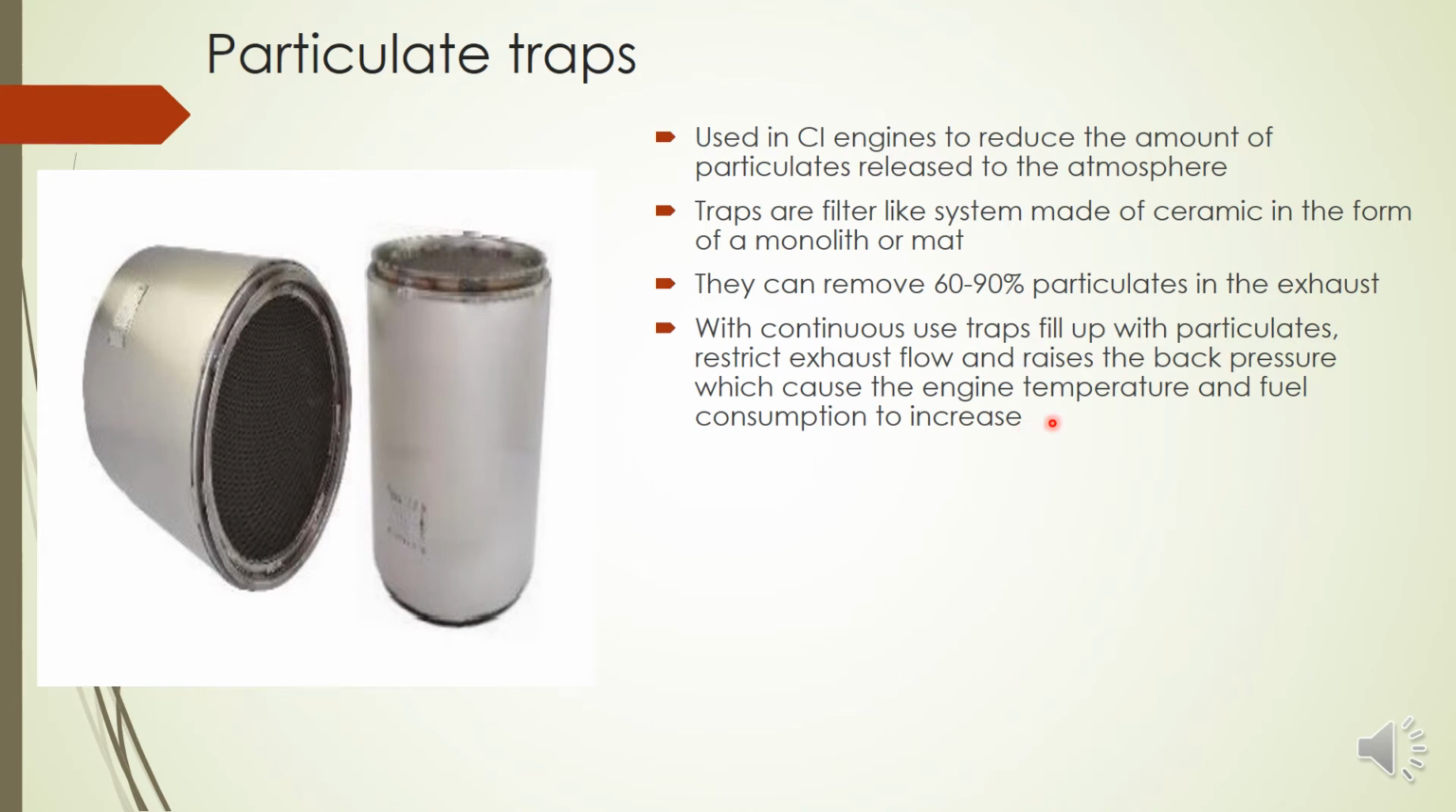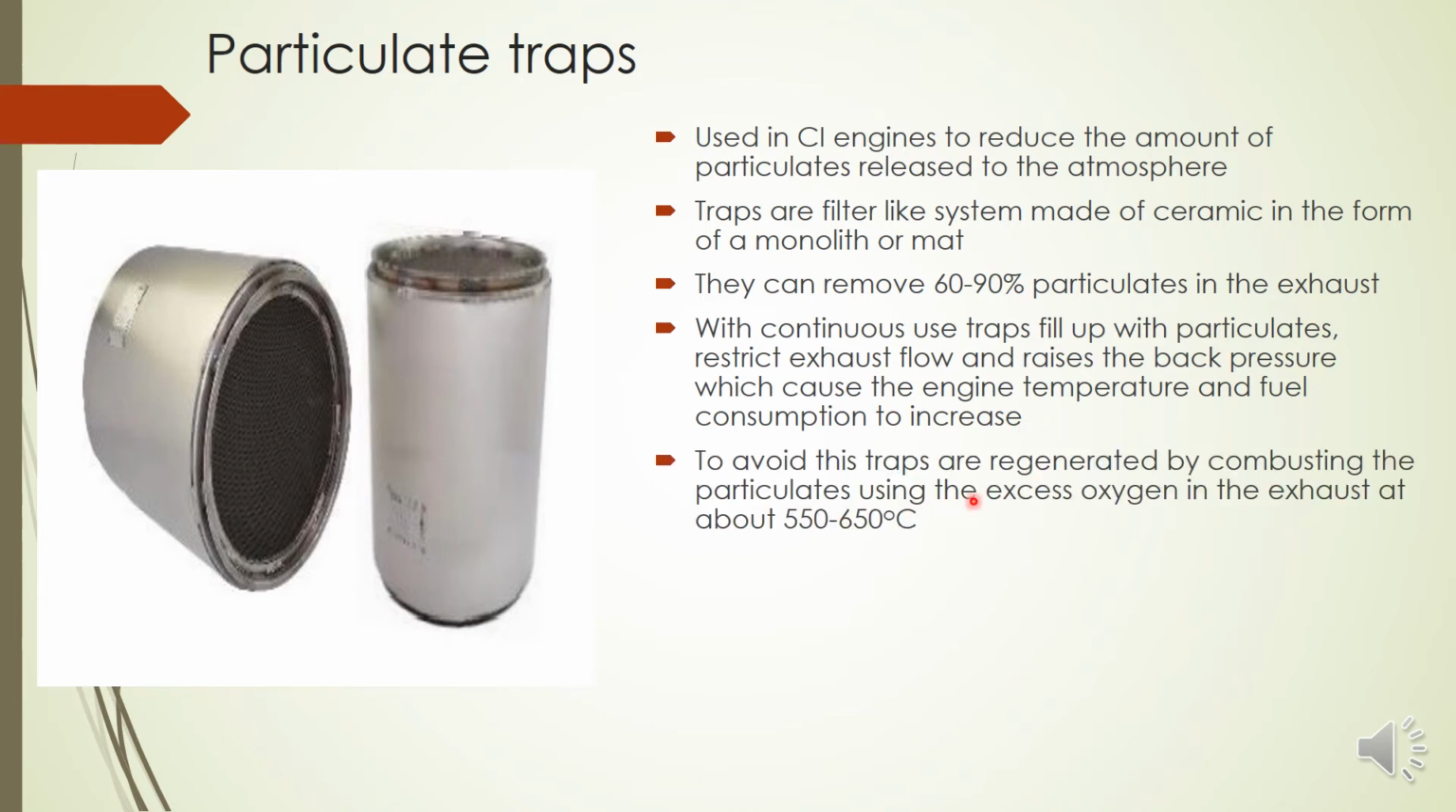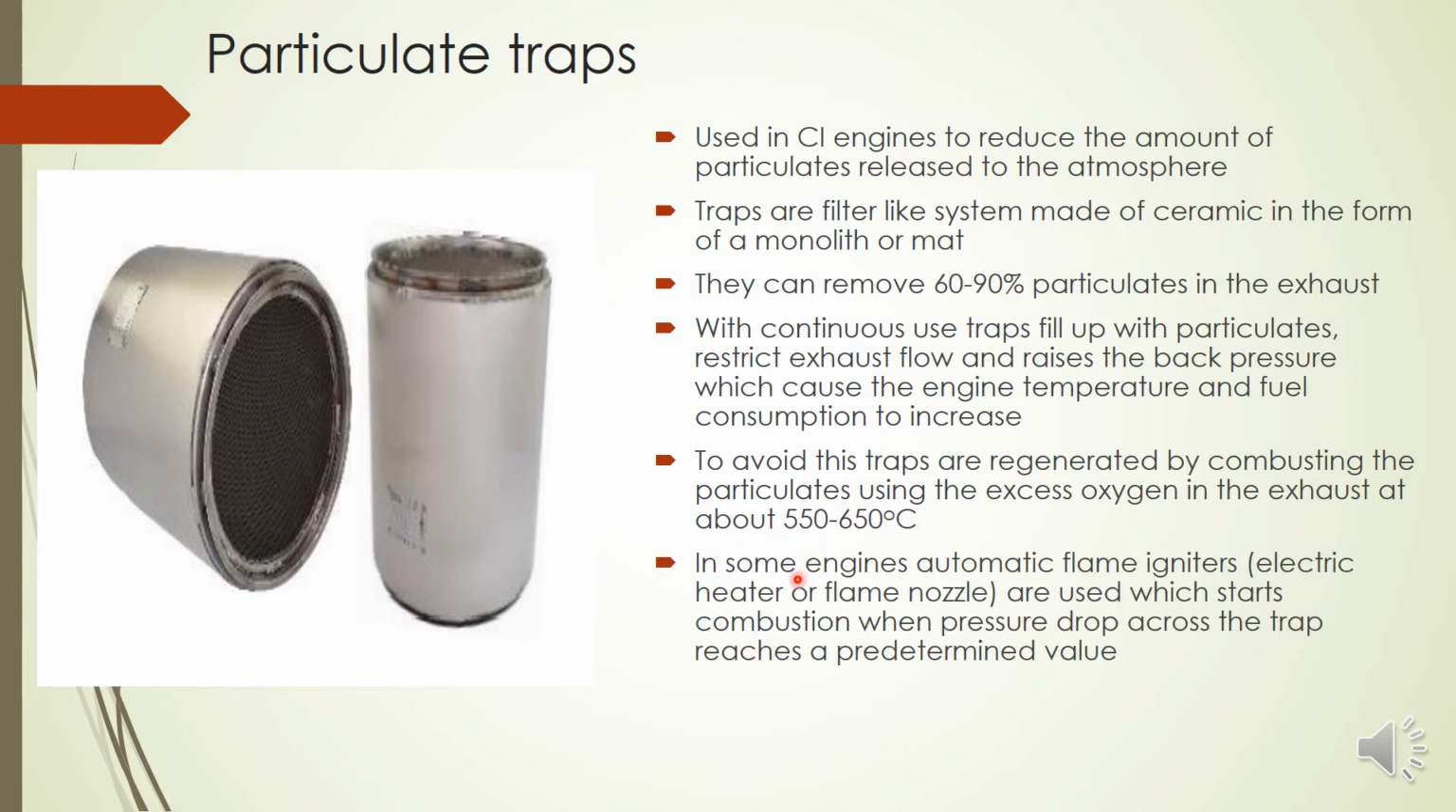So what do we do to eliminate this? To avoid this, we will burn these carbon particles after some use, using the oxygen in the exhaust at around 550 to 650 degrees. So that we can burn these carbon particles at frequent intervals using oxygen and this temperature. And for this, some engines use automatic flames.